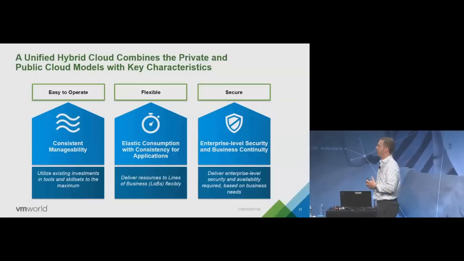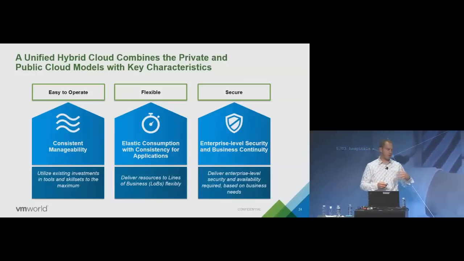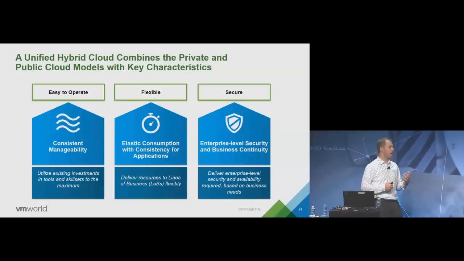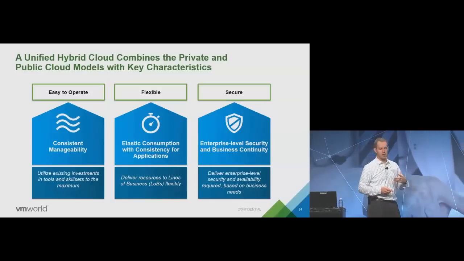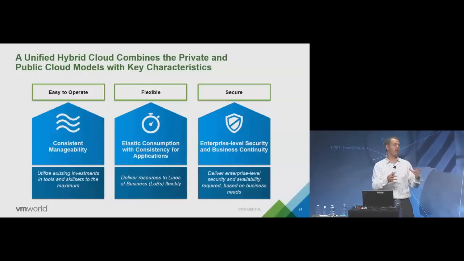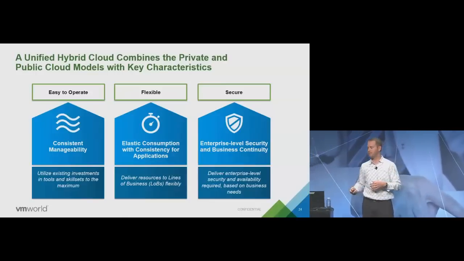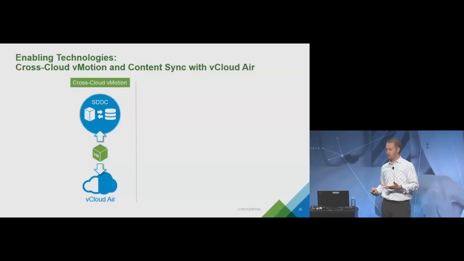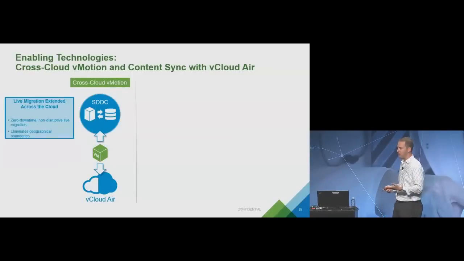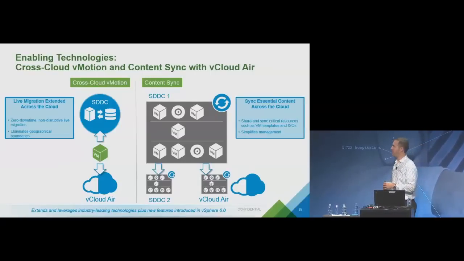And the last piece, one that people often talk about, though I think less so now because public cloud has become more accepted and more used, is the security model: having the strong security models that you know from the vSphere environment and extending them out into this type of architecture. So the two pieces we introduced here were the cross-cloud vMotion and also the content sync. And I'm just going to move quickly because we're running a little out of time here.